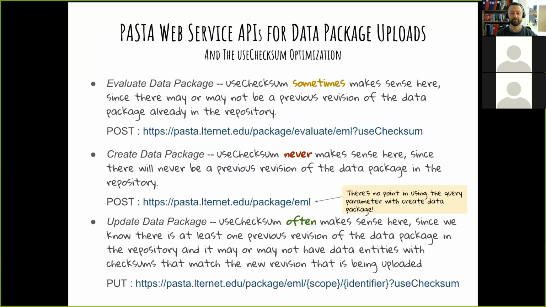So for evaluate data package, it's sometimes useful and makes sense to activate useChecksum, since there may or may not be a previous revision of the data package already in the repository. As I mentioned, for a create data package, it never makes sense. So I've depicted it here without the useChecksum query parameter, because if you put it on, it would just be ignored. And for update data package, it often makes sense, since we know there was at least one previous revision of the data package in the repository, and that previous revision or revisions may or may not have data entities with checksums that match the new revision that is being uploaded.